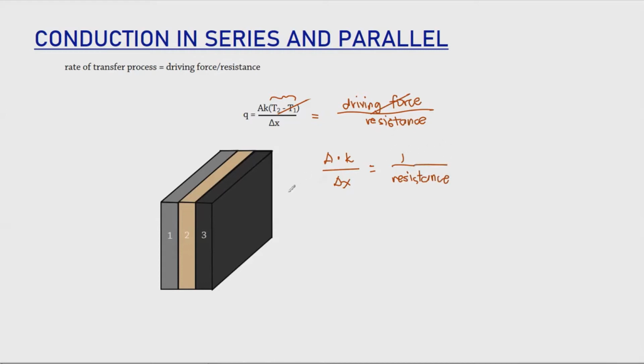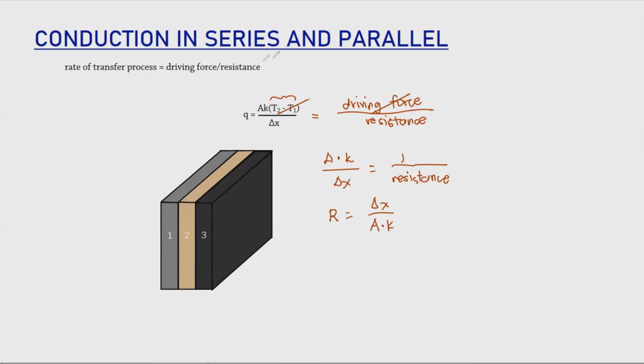So if I wanted to ask you what is the resistance, or simply the resistance R, it will give you the reciprocal of this equation here. So what we'll get is delta x divided by the area times our thermal conductivity. Since we've already determined our resistance, now it's time to derive the equation for our conduction in series.